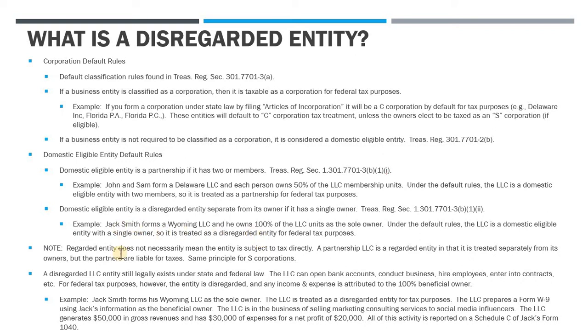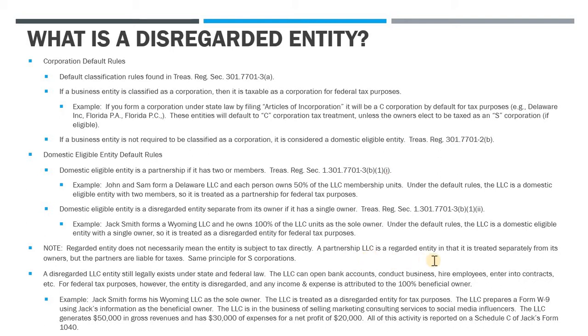Okay, now when we talk about this note here, very, very important, when we talk about regarded versus disregarded entities, if you have a regarded entity, it does not necessarily mean that the entity is going to be subject to tax directly. Okay, so for example, the partnership LLCs are regarded, right, because it's not a single member disregarded entity.